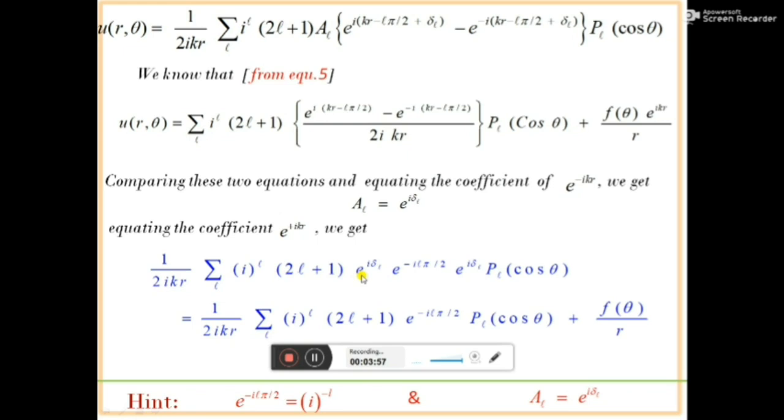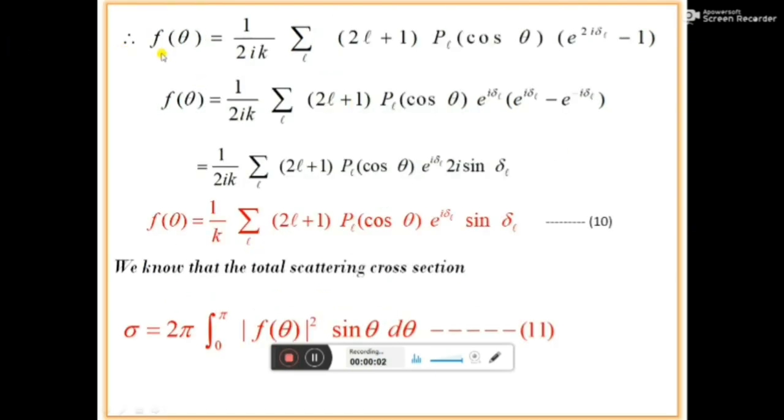Here in this equation e power minus i L pi by 2 is equal to i power minus L. Therefore this cancels with i power L. Therefore these two terms cancel. Similarly in the right hand side also i power L cancels with e power minus i L pi by 2. After cancelling and rearranging, we can get an expression for f of theta.